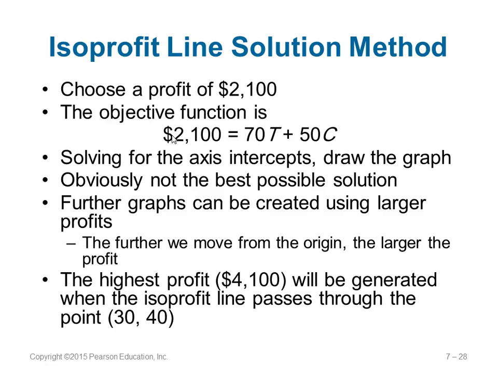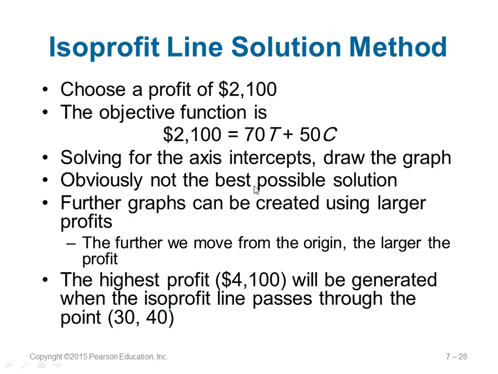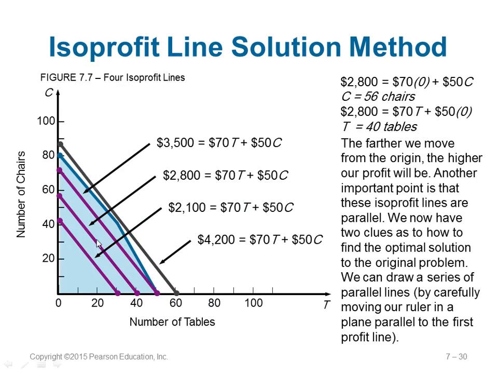Now solve the intercepts and draw a graph for it. How? You put t equal to 0 and get the c value, put c equal to 0 and get the t value, and draw the line. This is the line for 70t plus 50c equal to 2100. Is this the best solution? No. So you can increase the profit and keep going, next step, next step, next step.